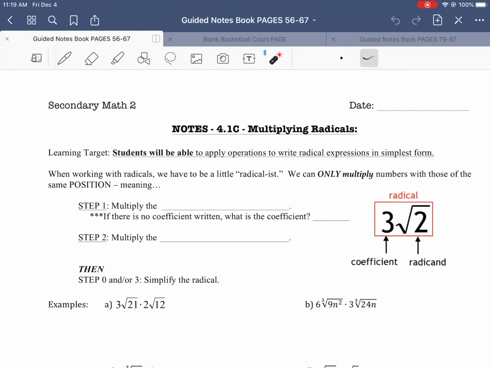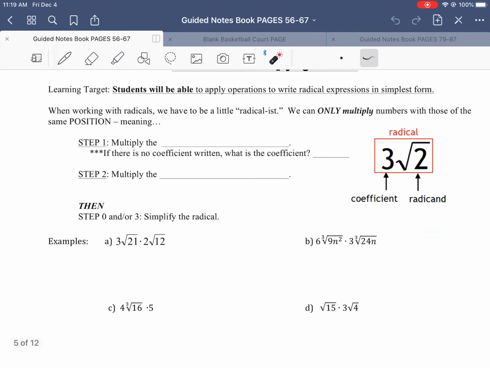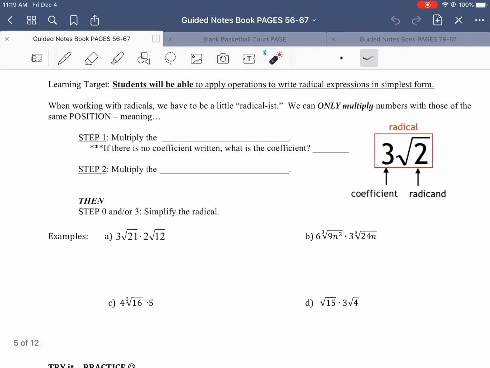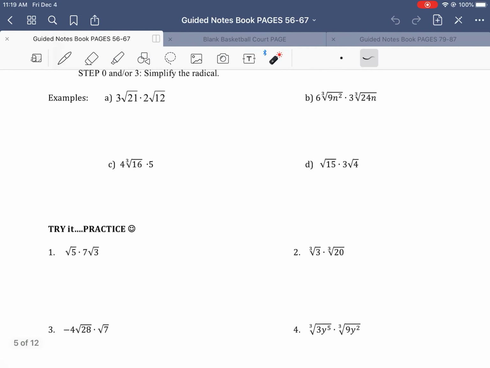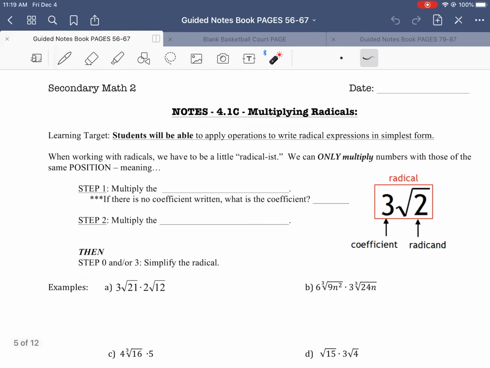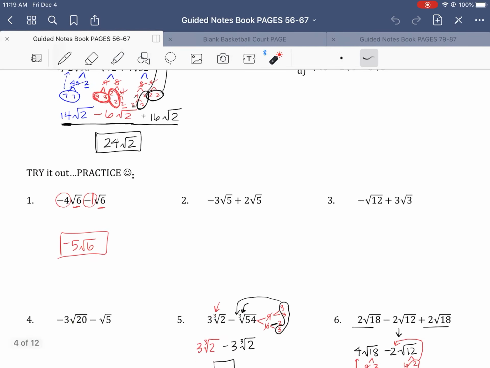Okay, we're going to go through section 4.1c of your guided notes. It covers multiplying radicals. Thus far we talked about naming them, and we talked about adding and subtracting them. Today we're going to talk about multiplying them. And then in the next video, it will be the very end of these notes, we'll talk about dividing them.